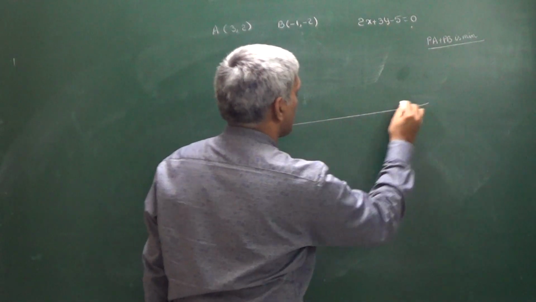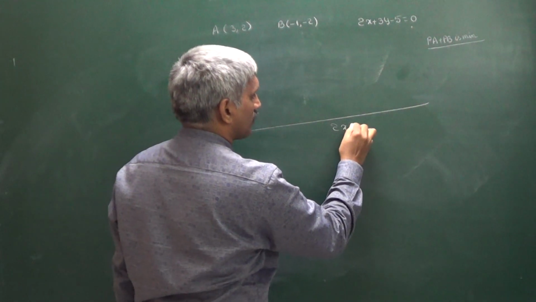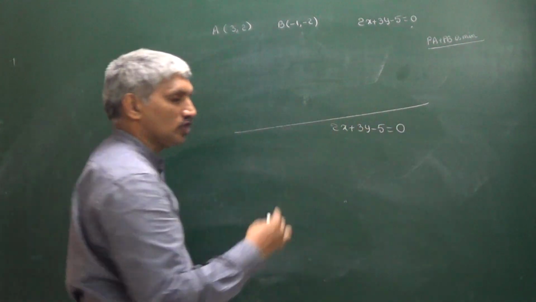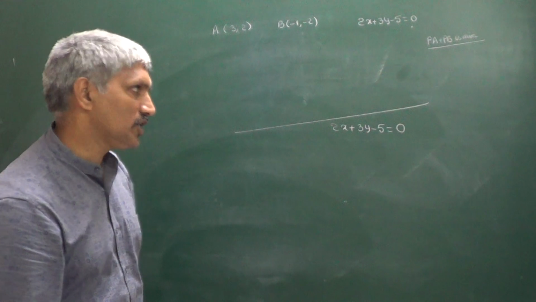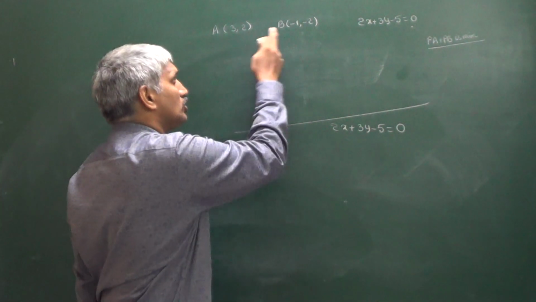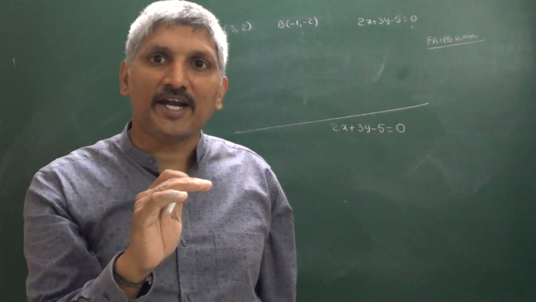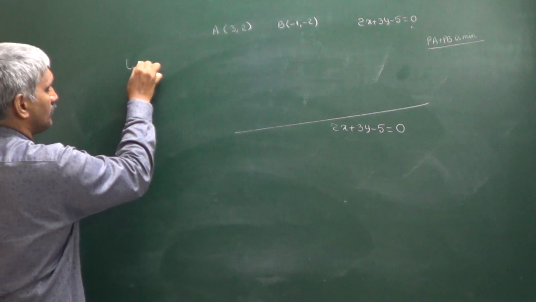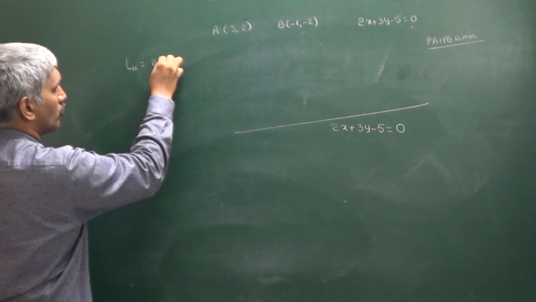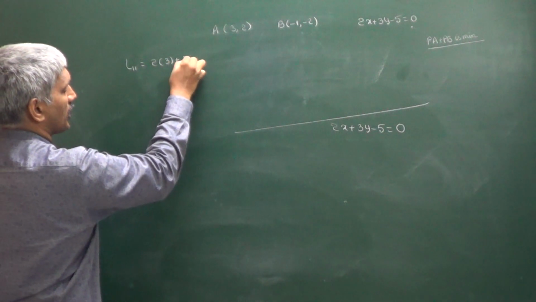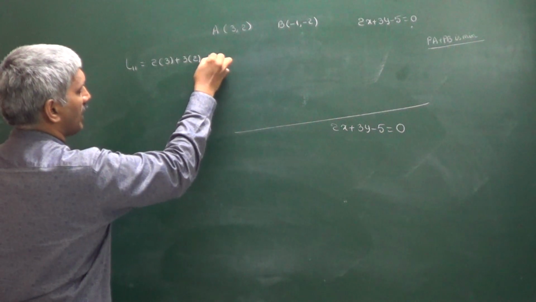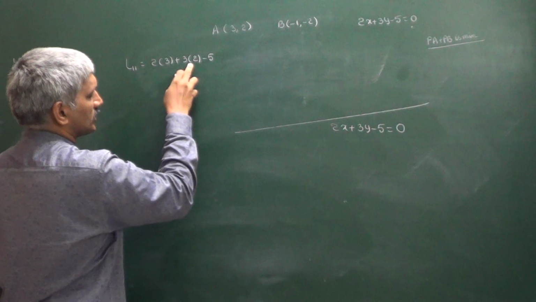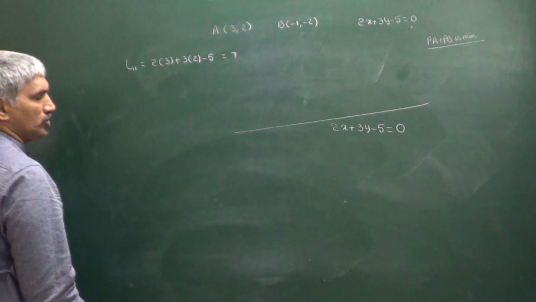Okay, first of all, the line equation is given as 2x + 3y - 5 = 0. First of all, I am checking whether these two points are on the same side or opposite sides of this line. Let me check L11, which equals 2 × 3 + 3 × 2 - 5. You will get 6 + 6 - 5 = 7, a positive value.